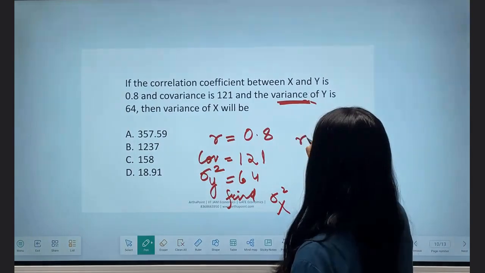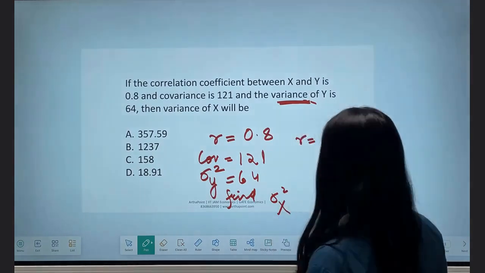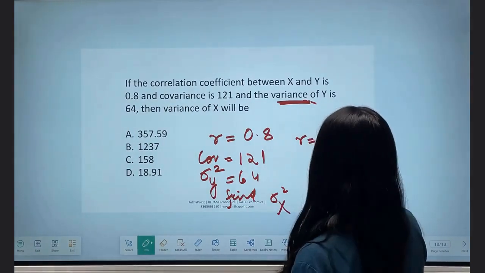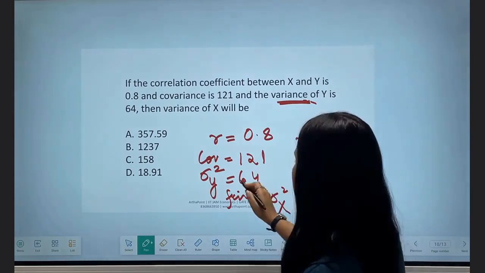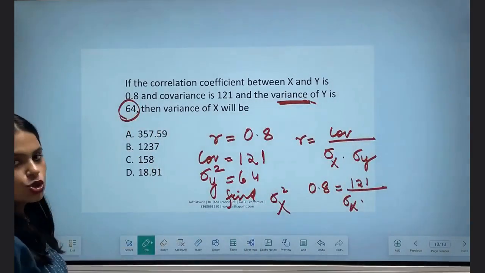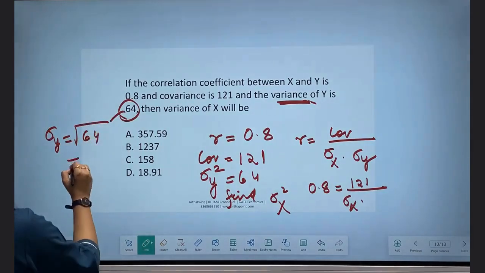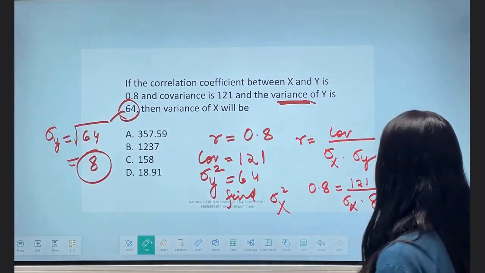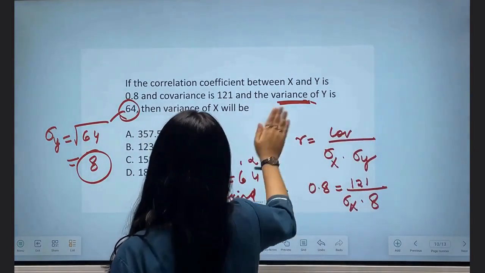So what is the formula बेटा? R is equal to covariance by sigma x into sigma y. R is given as 0.8. Covariance is given as 121. Sigma x नहीं पता. Sigma square y, variance y का दिया हुआ है 64. So what will be standard deviation of y? It will be root of 64. That means it will be 8. Can you find sigma x for me? Quickly करके दिखाओ. Find sigma x बेटा.